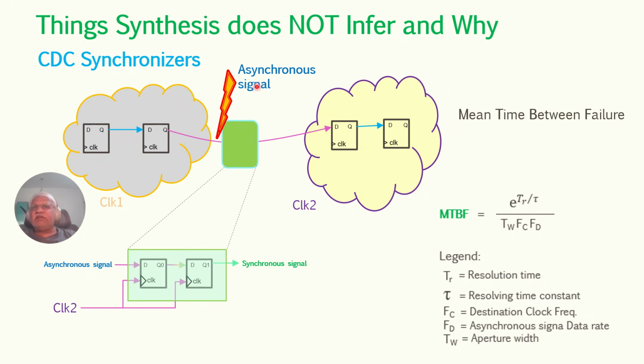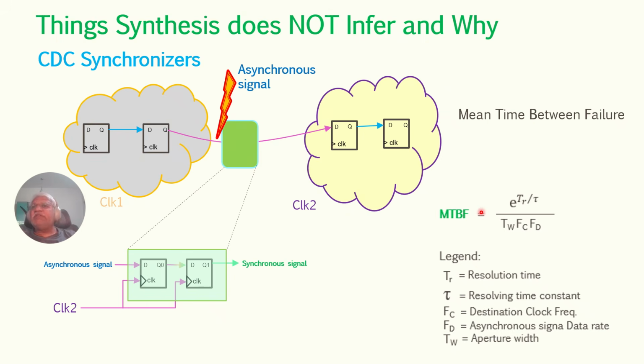This signal is the asynchronous signal data rate, and tau represents the time constant of this flop. And tr belongs to the resolution time, that means how long there is time. It is a little bit complex one, so I'll not go too deep into it. There are other videos on the net you can see, and there are very good IEEE papers which you can read. Some of them are quoted in the reference material.